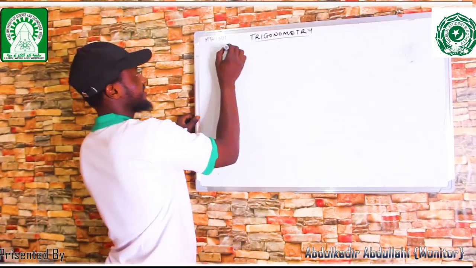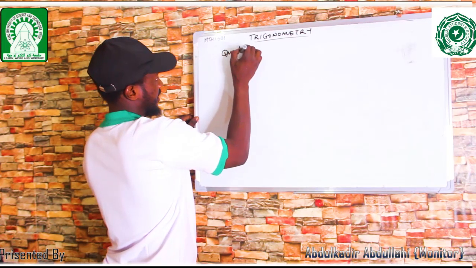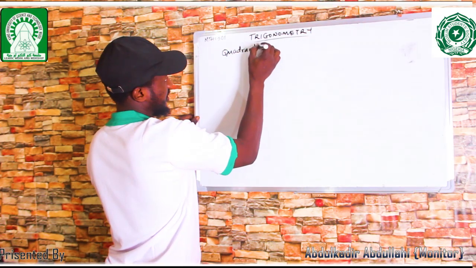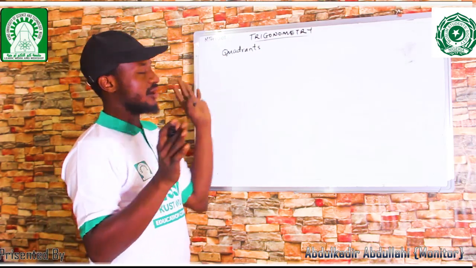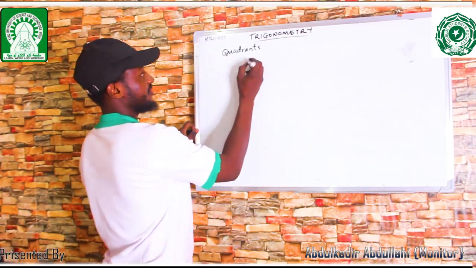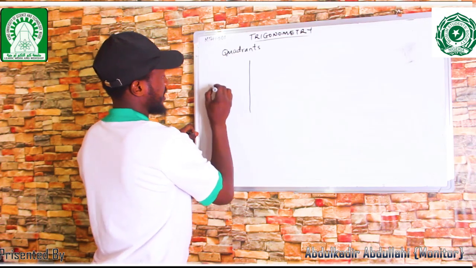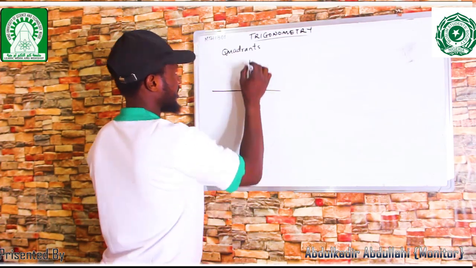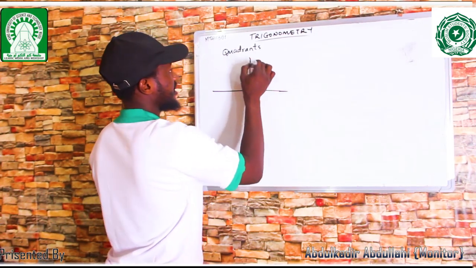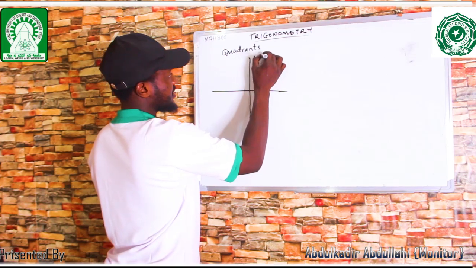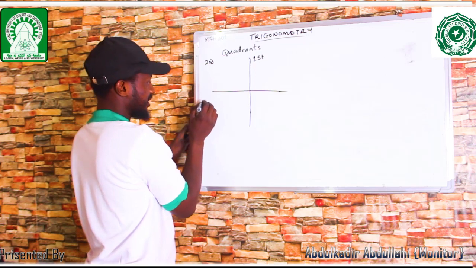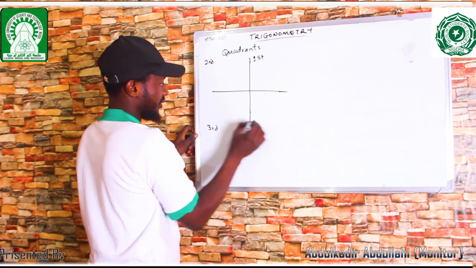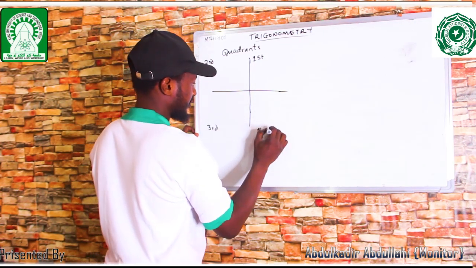Now let's see quadrants. The quadrant of trigonometry is of four parts. Let me just make it in a diagram. Assuming I am having a diagram like this, this one is the first quadrant, this one is the second, this one is the third one, while this one is the fourth quadrant.